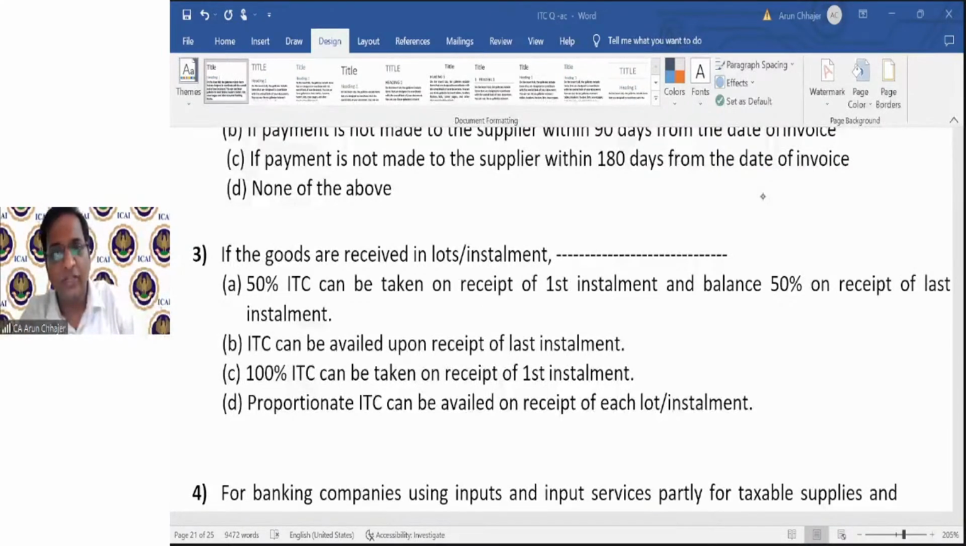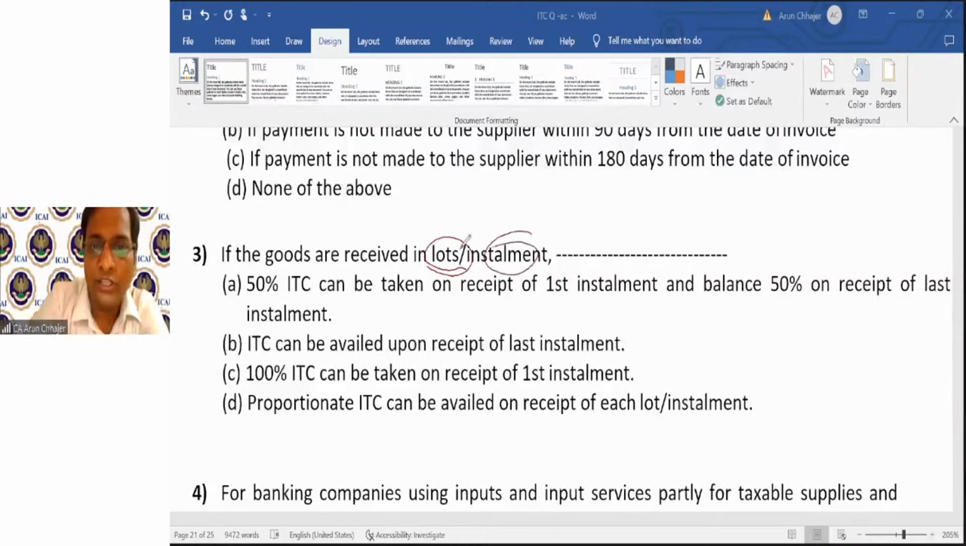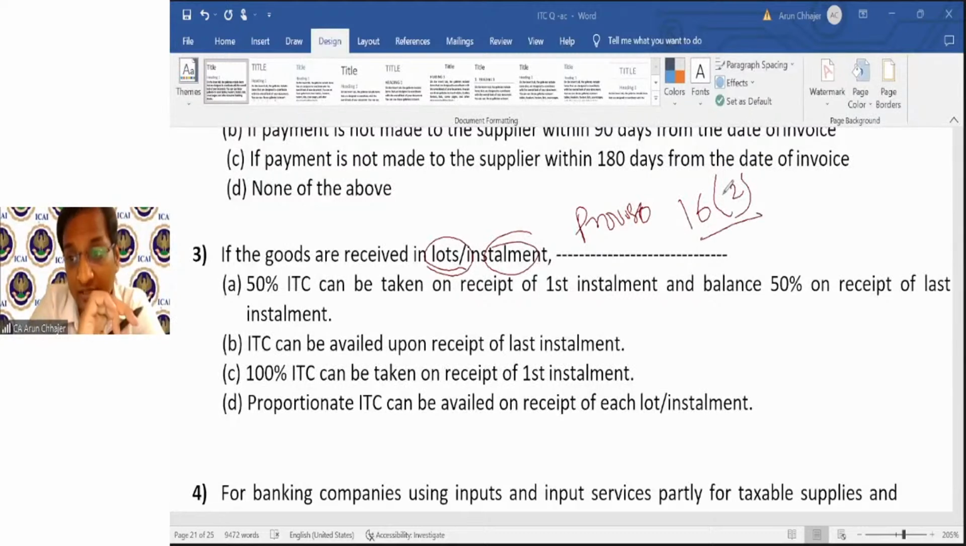Now, majority are with B, but some are with D also. Let's read the question. If the goods are received in the lot or installment, then there is a proviso to section 16 subsection 2. It says that when you receive the last lot or installment, you can take the ITC on that only. So the answer would be B.